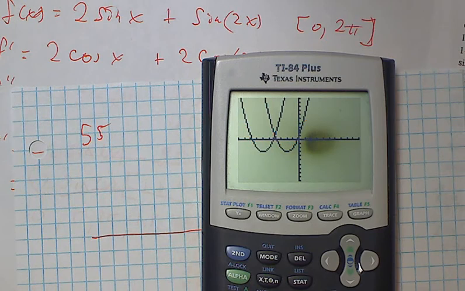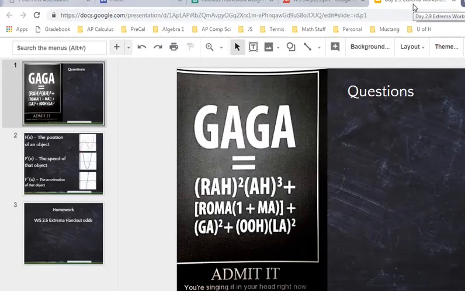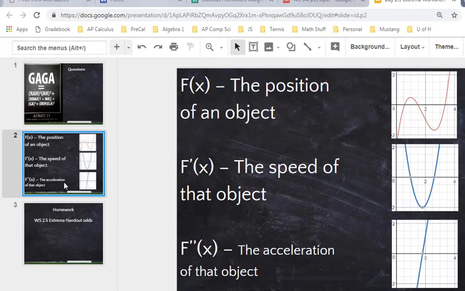Okay, so today we're going to do some more graphing. Just want to refresh your memory here. F is the position, F prime is the speed, F double prime is the acceleration of that object. All right? So as you're given these things, they're just talking about what's happening to an object in space. We're going to be doing a lot of graphing. So you guys were asking about those graphing problems. You get a chance to practice today.